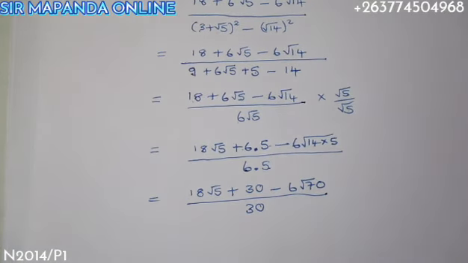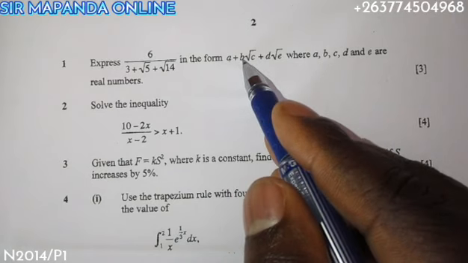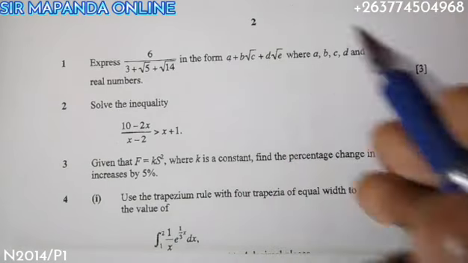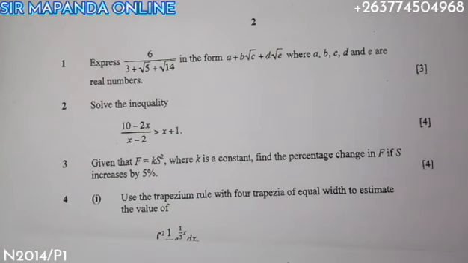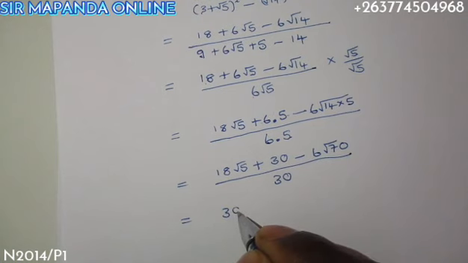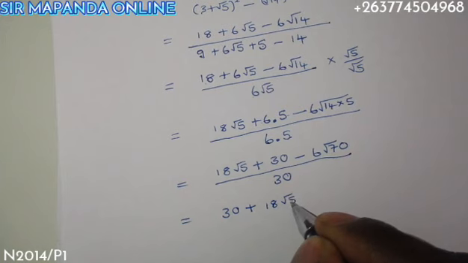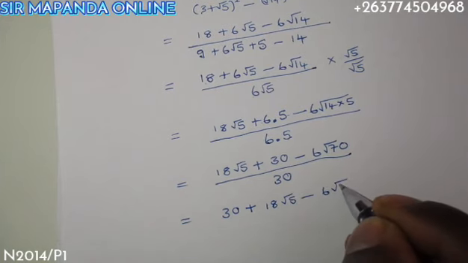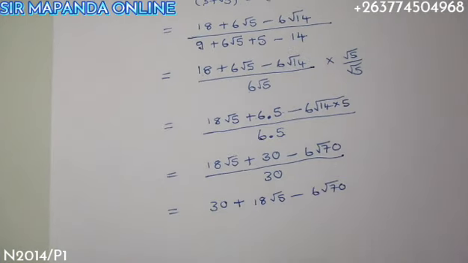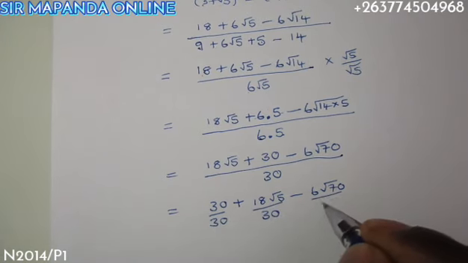Right. The order being required by the question is a plus b root c plus d root e. So I'm going to start with the number without a root sign, which is 30. So let me write 30, right, plus 18 root 5 minus 6 root 70. Then you distribute the denominator 30, right? So I'm going to divide each and every term above by 30.